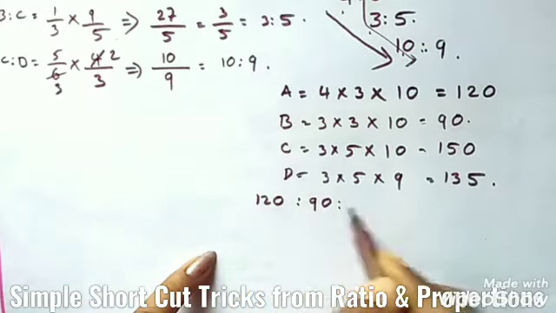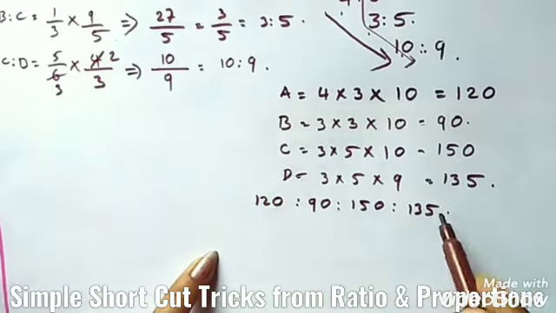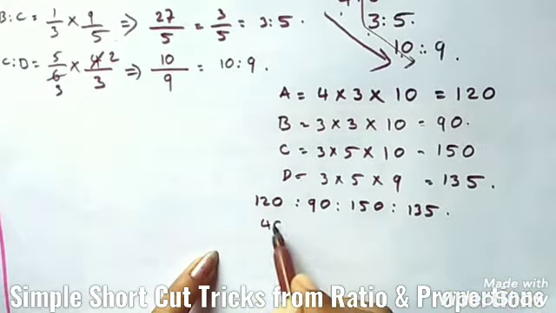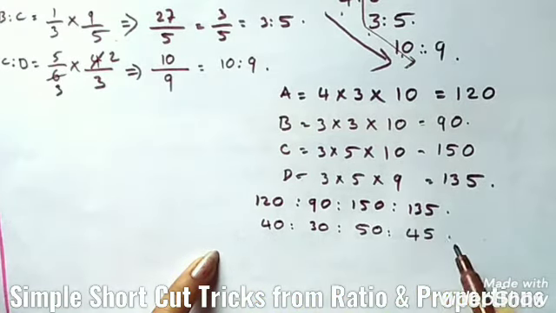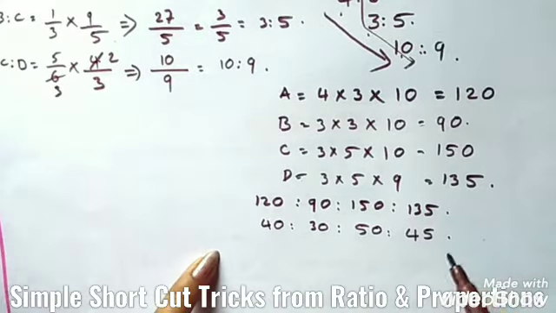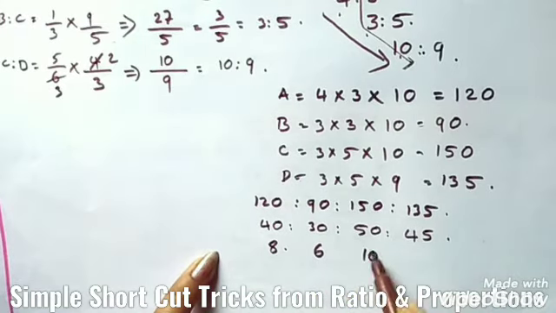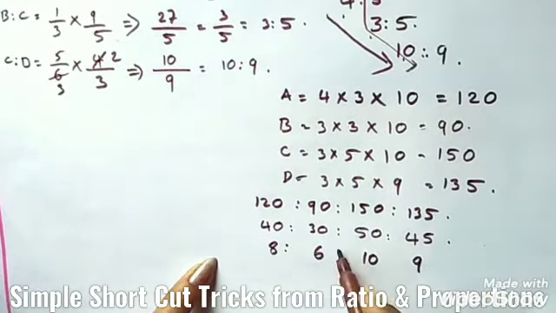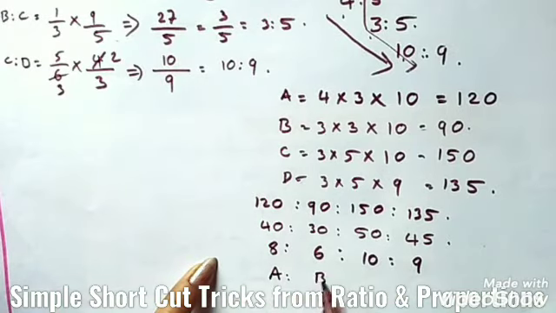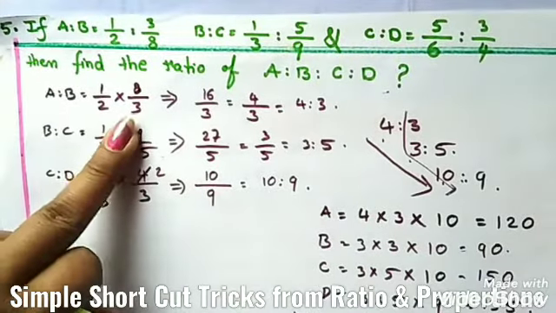120 is to 90 is to 150 is to 135. If you simplify this, 3 table must be cancelled here. 40 times, 30 times, 50 times, 45 times. Again, if you see 8, 6, 10, 9, 5 table. Okay, so this is the answer here. 8 is to 6 is to 10 is to 9. That is the answer for A is to B is to C is to D when we have these values.